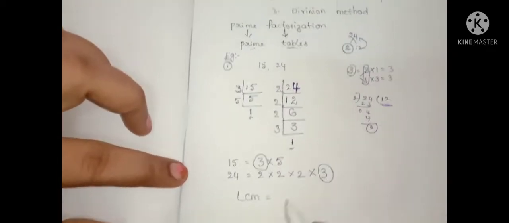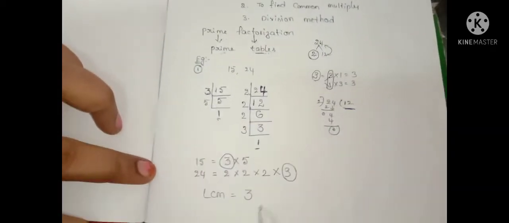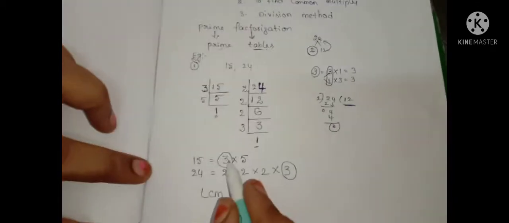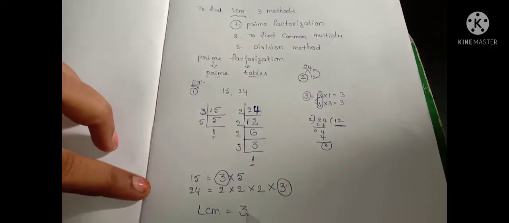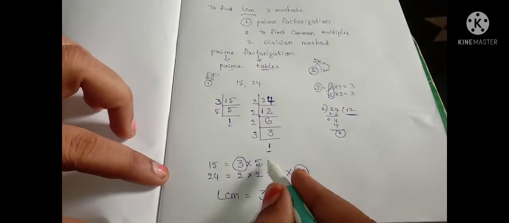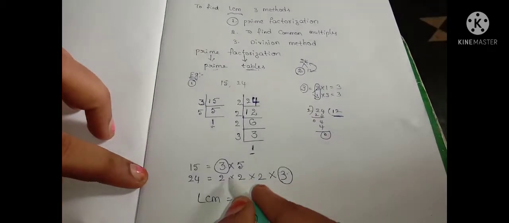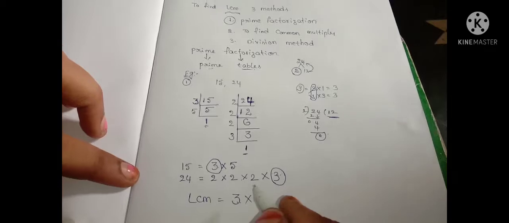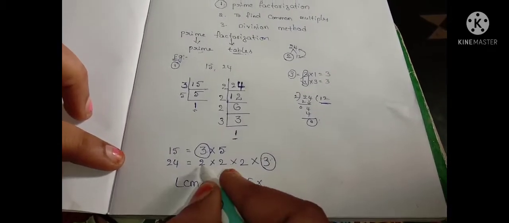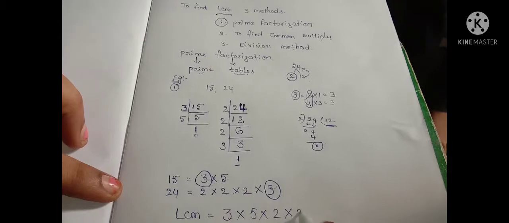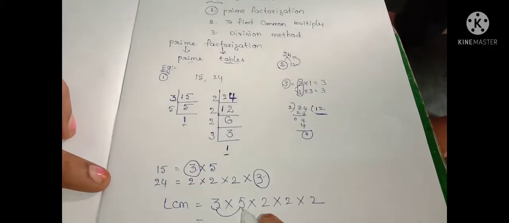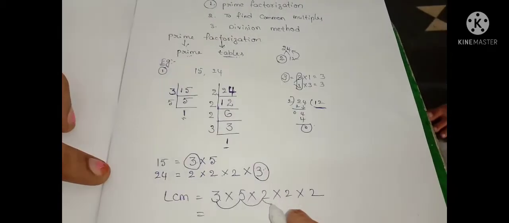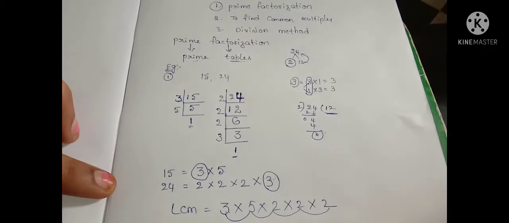So LCM equals, what are the common numbers? Write that number only one time. 3 is there two times, that means it is common, so I wrote it only one time. Is any other number common? No. Here 5 is there but here 5 is not there, so write 5 one time, and write the remaining 2, 2, 2. Now multiply: 3 5s are 15, 15 2s are 30, 30 2s are 60, 60 2s are 120.